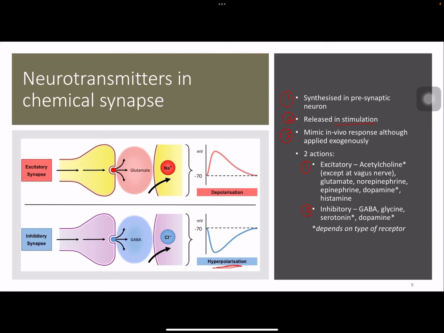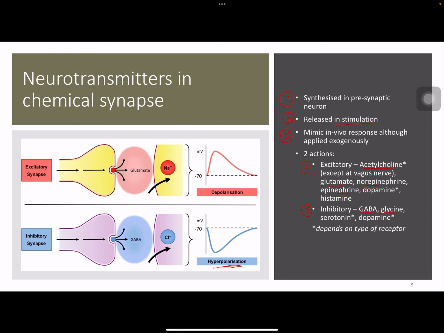Excitatory neurotransmitters: common excitatory neurotransmitters are acetylcholine, glutamate, norepinephrine, epinephrine. And the common examples of inhibitory neurotransmitters are GABA and glycine. Now you need to note that some neurotransmitters can be either excitatory or inhibitory depending on the type of the receptor that is available on the postsynaptic neuron itself.